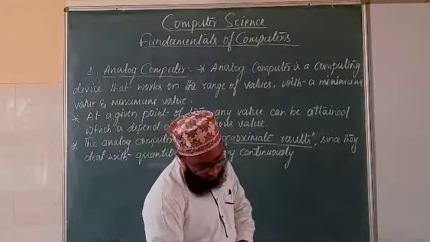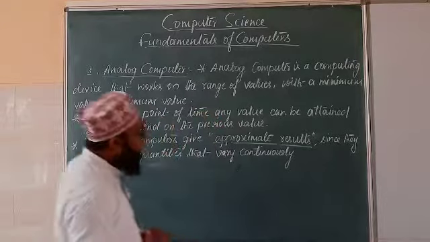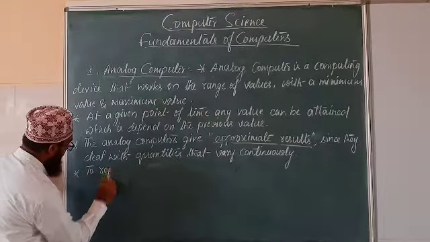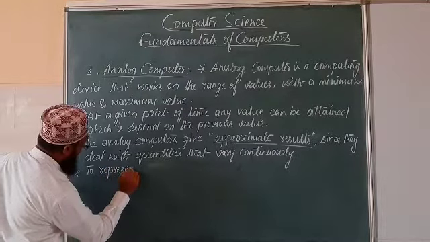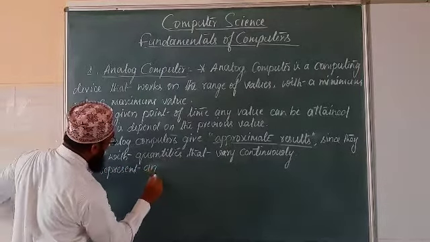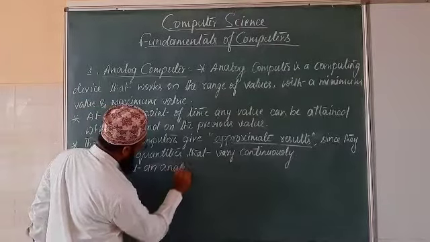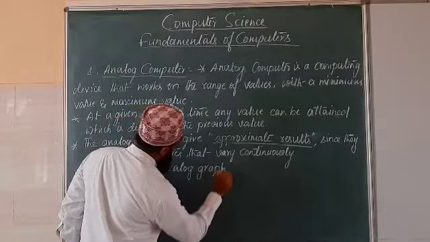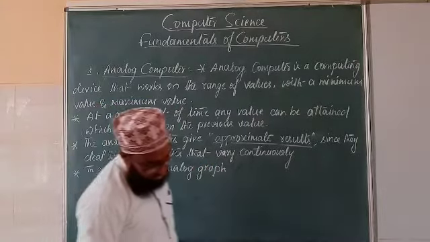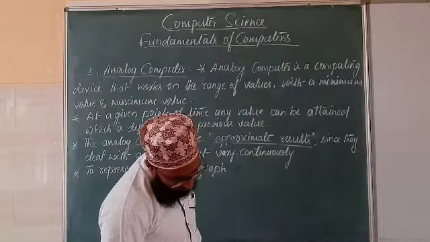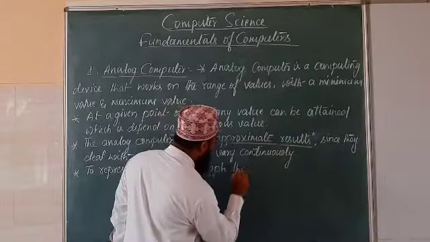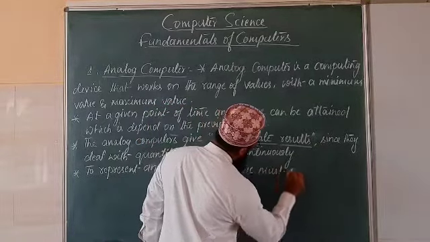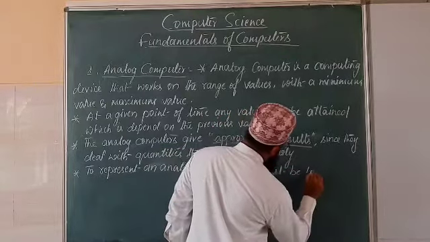Then, the last point: to represent an analog graph, there must be two quantities.